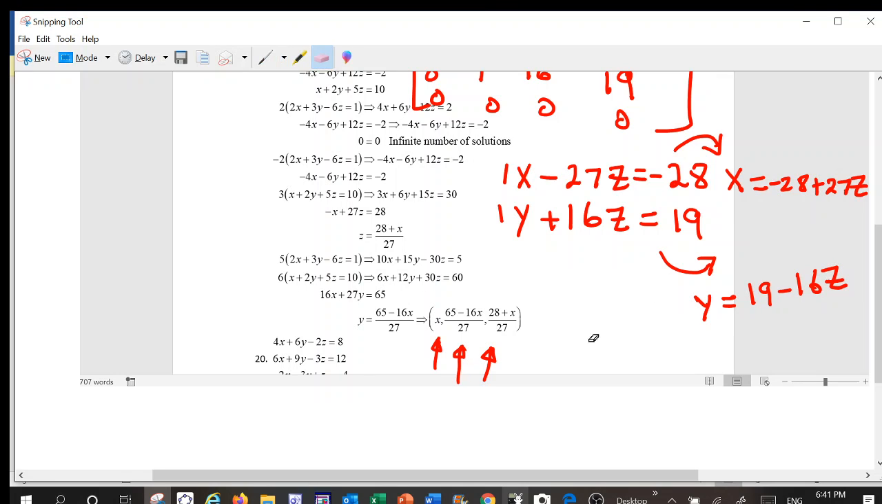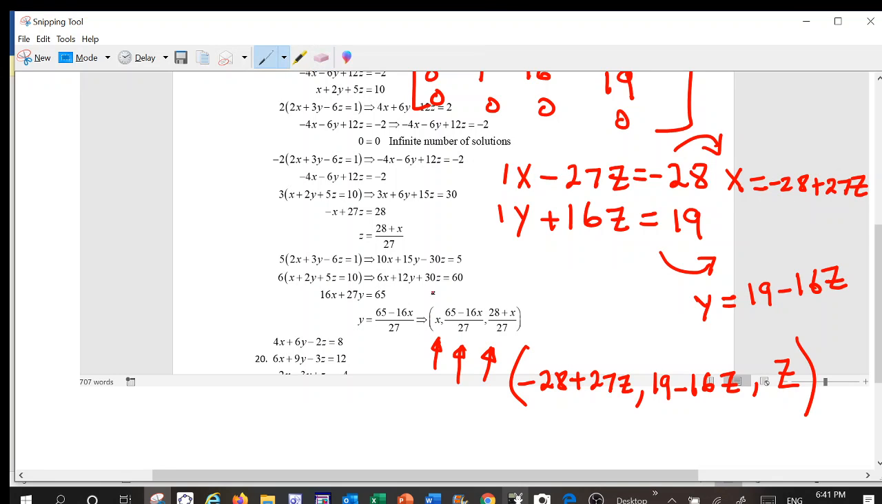And my solutions are going to look like this. You see, that's one way to do it, if you let x be the free variable and solve for z and y in terms of x. But it's easier, as you see, to let z be whatever z wants to be, and let x be -28 plus 27z, and let y be 19 minus 16z. So we get the same answers.